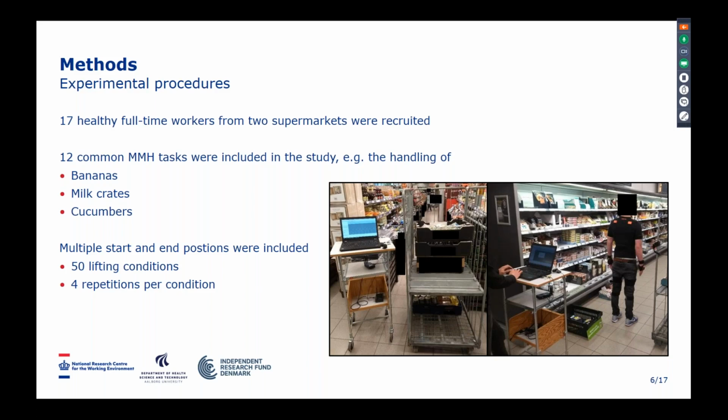So that would be the typical way they would store groceries in the shop, filling up this transport case with merchandise and going around the shop and filling up as needed. So in total, with all these multiple start and end positions, we ended up with 50 different lifting conditions, and we performed 4 repetitions per condition.